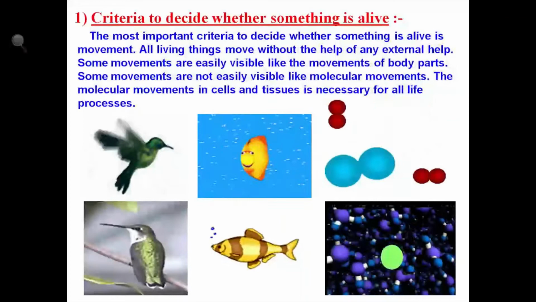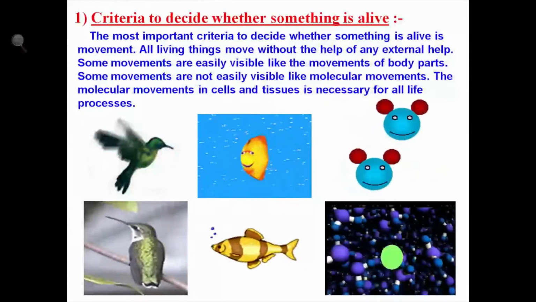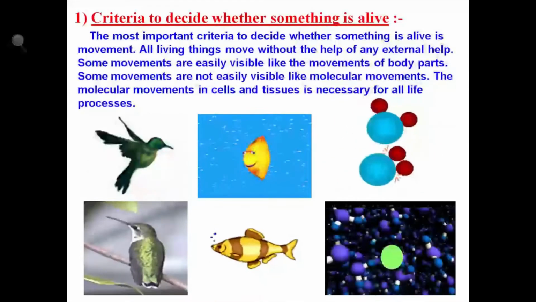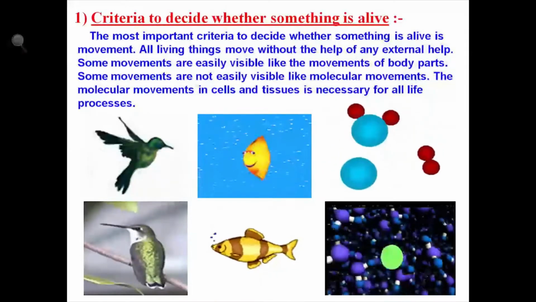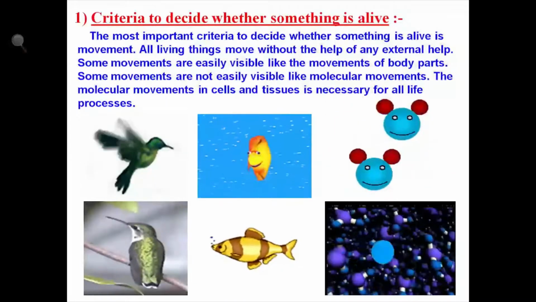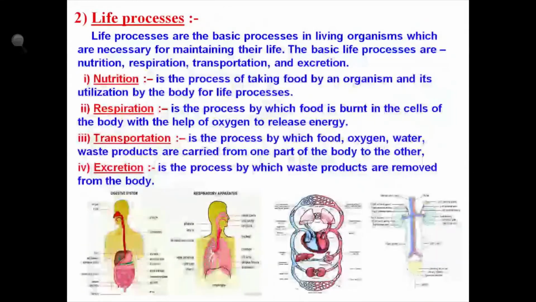This human body is made up of cells, and this body may get damaged due to environmental forces. So we need to maintain our body, and to maintain our body we require life processes. So what are life processes? Life processes are the basic processes in living organisms which are necessary for maintaining their life. The basic life processes are nutrition, respiration, transportation and excretion.